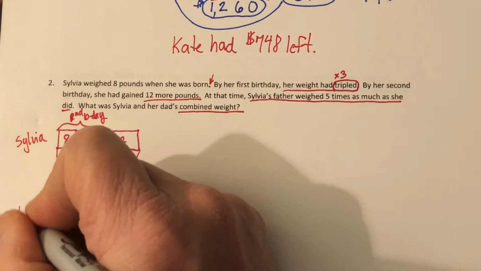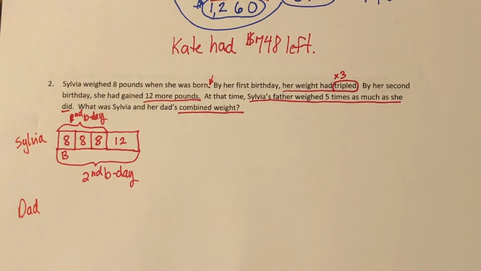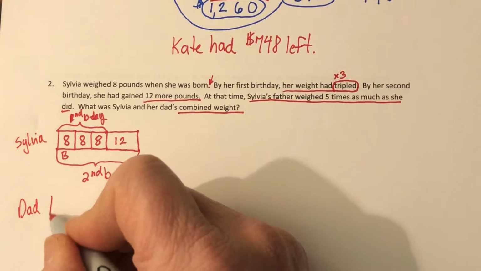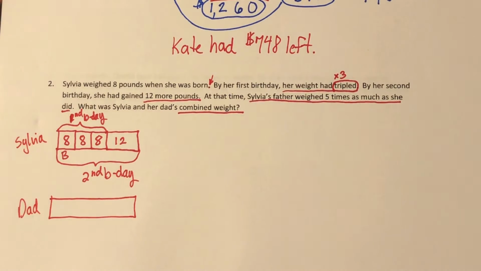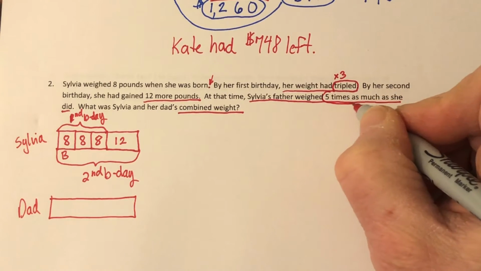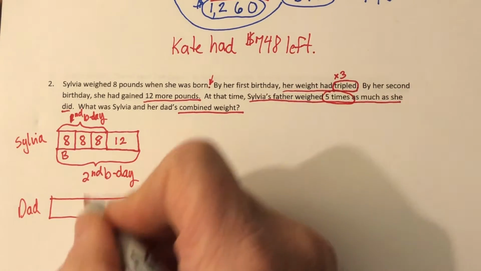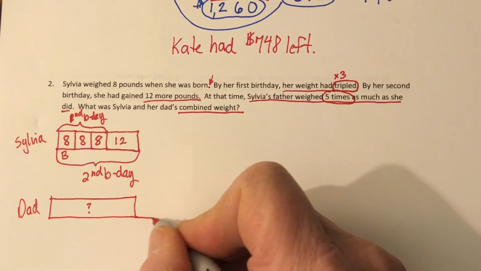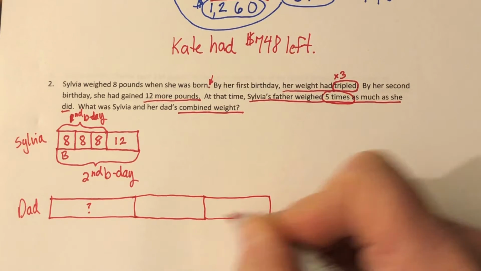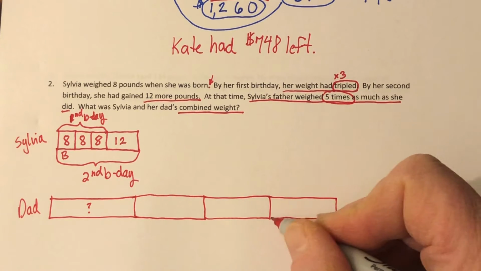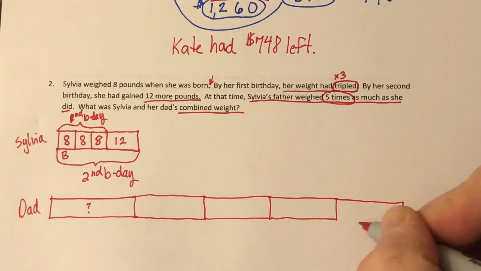Now her dad, we'll write down here, okay? Her dad is this big bar, like that big, okay? And he, well, how much did it say? 5 times that amount. Okay, so whatever this amount is, he was 5 times that. There's 2, 3, 4, 5. Okay.